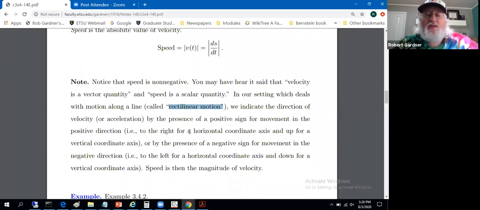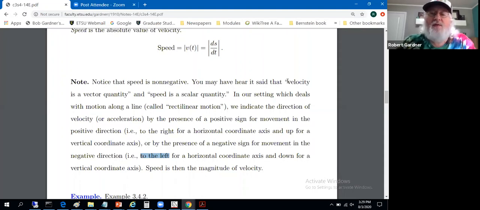If we had a horizontal axis, then a positive sign, say on velocity, would indicate movement in the positive direction, to the right. Negative would indicate to the left. So we could just as well have an object moving back and forth along a horizontal line instead of up and down on a vertical line. The signs indicate the direction, and there are only two directions, the positive direction and the negative direction.